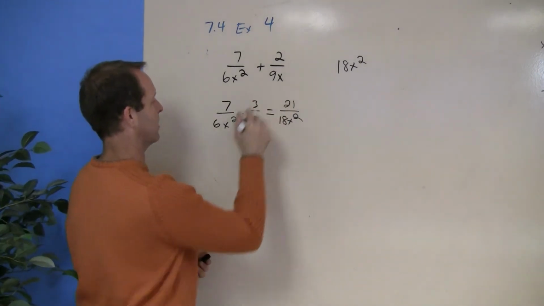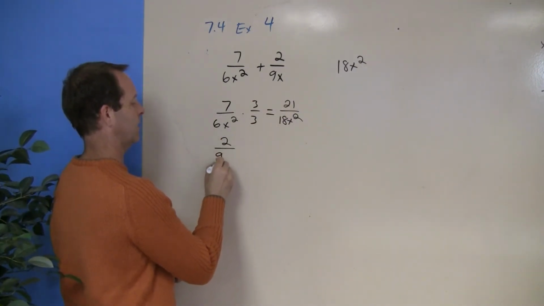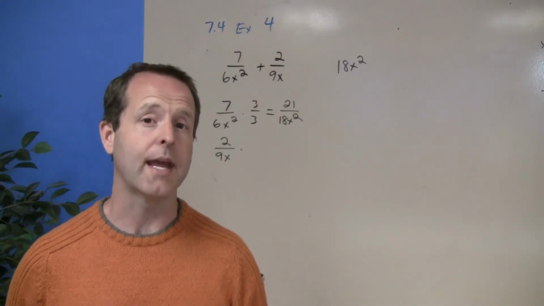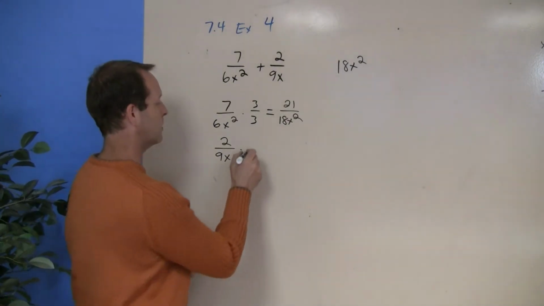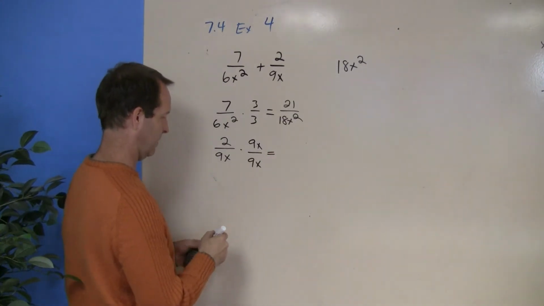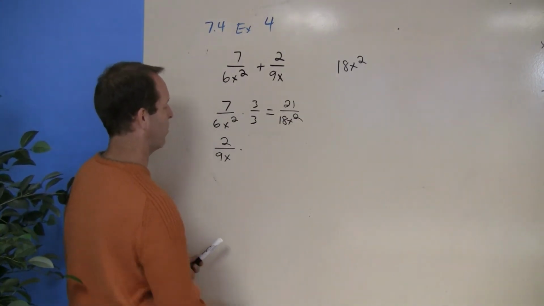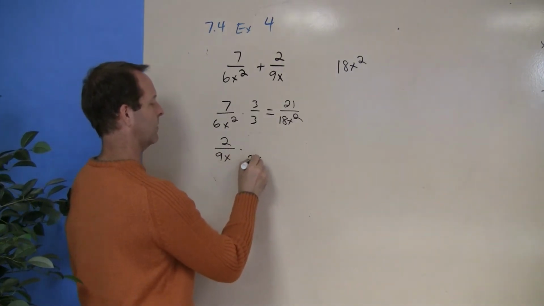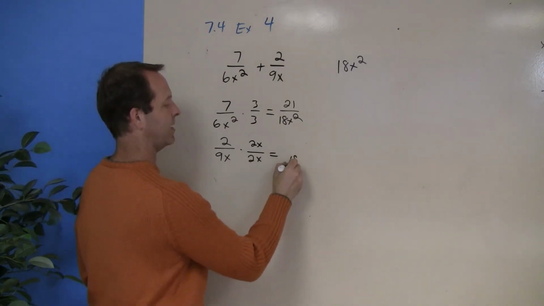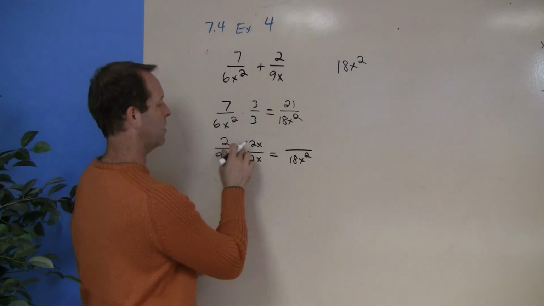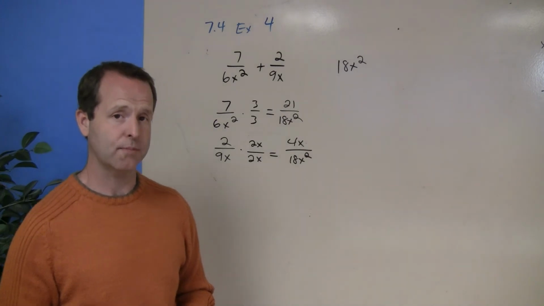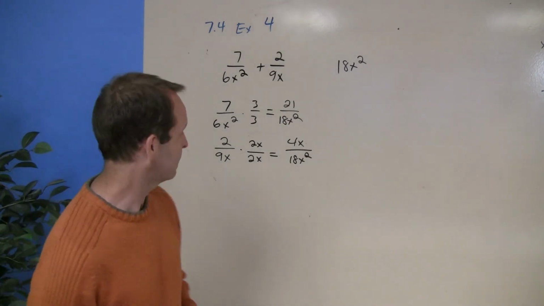In the second rational expression, 2 over 9x, I need to think of what's my clever version of 1 such that my denominator is going to be 18x squared. And I'm going to multiply it by a 9x over a 9x. Whoops, not a 9x. That's going to give me 81. I don't want that. I want to multiply it by a 2x. 9x times 2x, there's my 18x squared. And on the numerator, 2 times 2x, which is a 4x. So now I have two equivalent expressions for my original rational expressions.